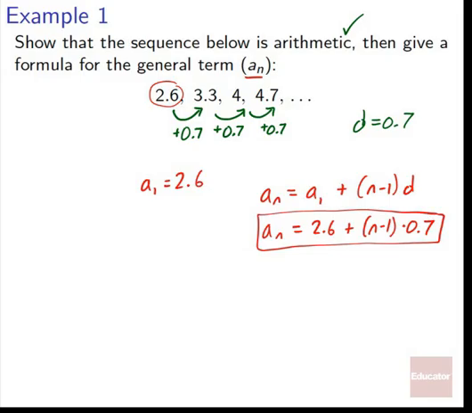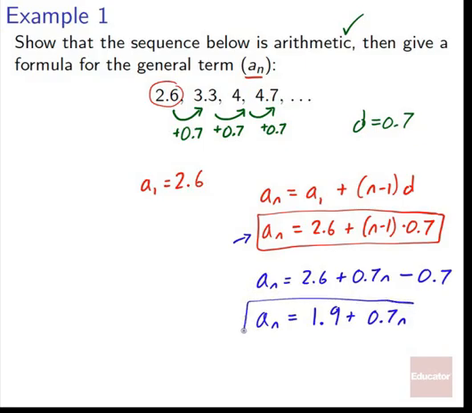Alternatively, if we wanted to, we could also simplify this a little bit more so it isn't n minus 1. Sometimes it's useful to have it in this format, but other times we might want to simplify it. So if we decided to simplify it, we'd have an equals 2.6 plus n times 0.7, so 0.7n, minus 1 times 0.7, so minus 0.7. So the 2.6 and the minus 0.7 combine, and we have 1.9 plus 0.7n. So alternatively, we could write it like this.